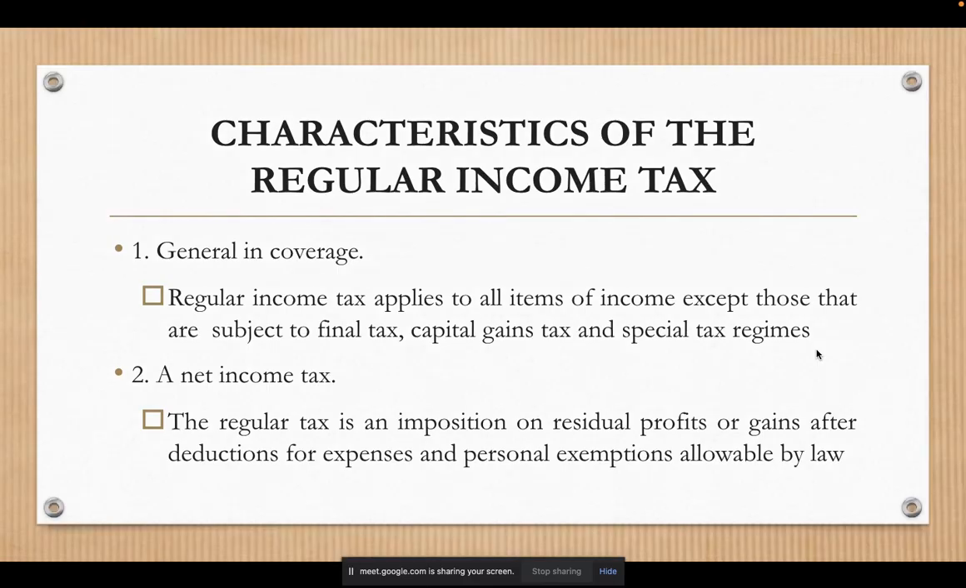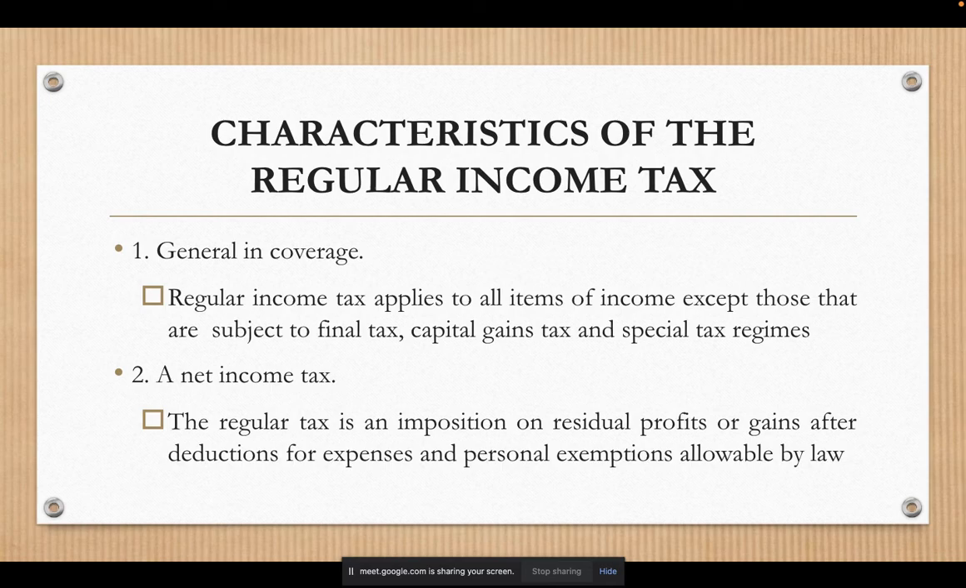Okay, so it is general in coverage, so anything that does not fall under the final income tax or capital gains tax is generally under the regular income tax, which, in essence, will be included as part of your gross income. Kasama po siya dun sa computation ng gross income. So, regular income tax applies to all items of income except those that are subject to final tax, capital gains tax, or special tax regimes.